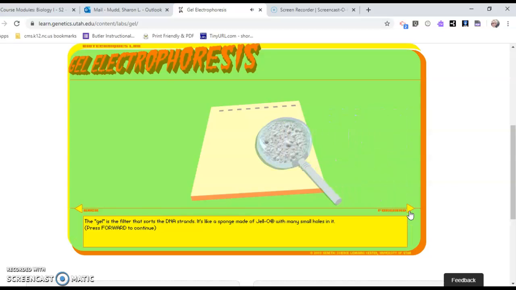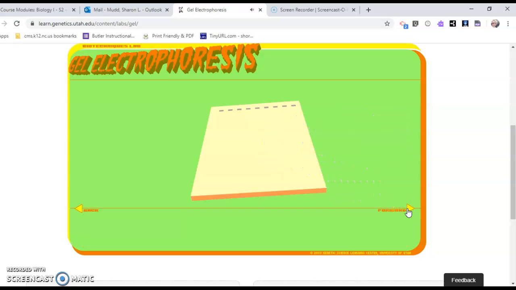What you're looking at is a gel. A gel is a filter that sorts the DNA strands. It's like a sponge made of jello with many small holes in it, and you can see that in the enlargement. In the previous animation, you saw them placing the DNA samples into holes at one end of the gel. These holes are also called wells.